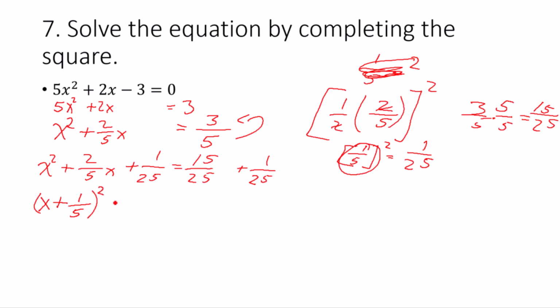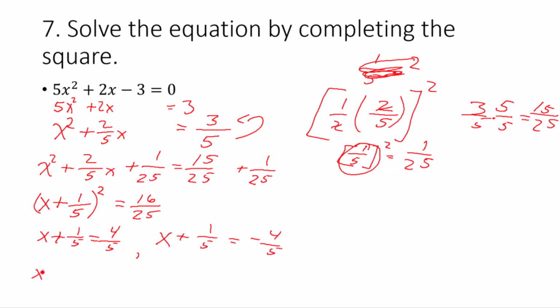That's quantity squared equals. And over here, we'll add those two together. We get 16/25. Now it's time to use the square root property. X plus 1/5 equals the square root of the right side, 4/5. And remember, we get two answers. X plus 1/5 equals -4/5. And we're almost there.